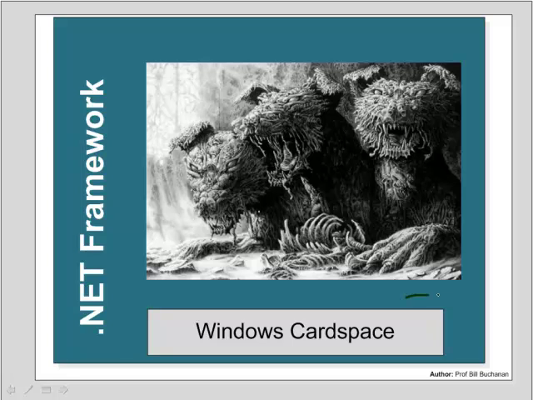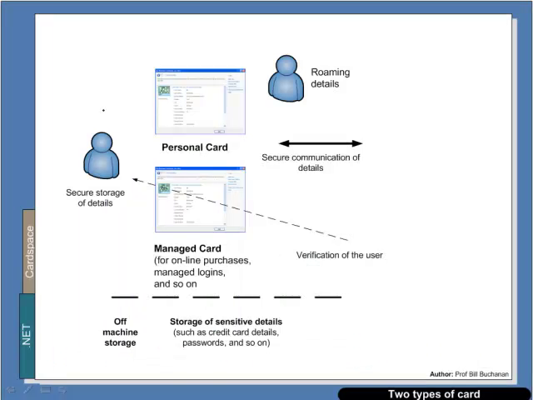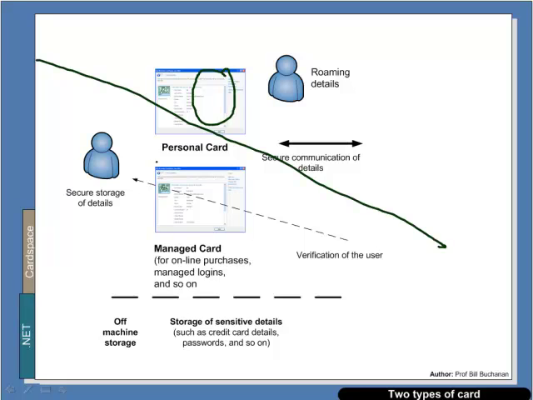The next area that we look at for the .NET 3 framework is Windows CardSpace, which should give us new ways to identify users much easier than with usernames and passwords. Basically we have either a personal software card or a managed card. With a personal card we can create these at any time. The details are encrypted and we can easily transport them between different devices.